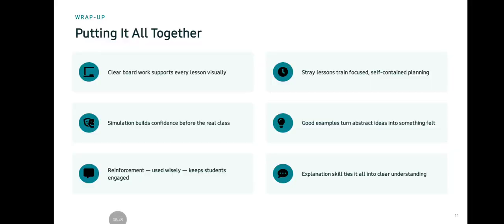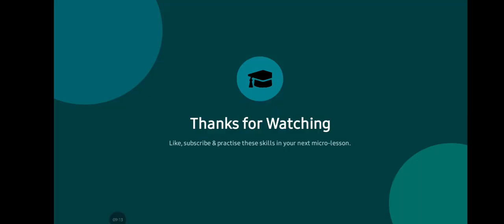Wrap up, putting it all together. Clear board work supports every lesson visually. Stray lessons train focused, self-contained planning. Simulation builds confidence before the real class. Good examples turn abstract ideas into something felt. Reinforcement, use wisely, keeps students engaged. Explanation skill ties it all into clear understanding.